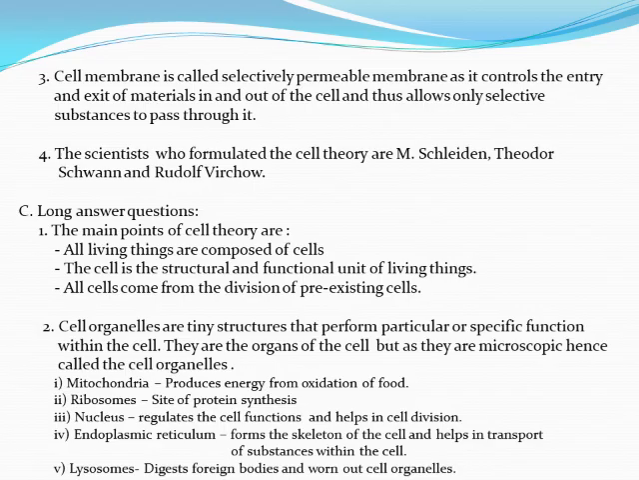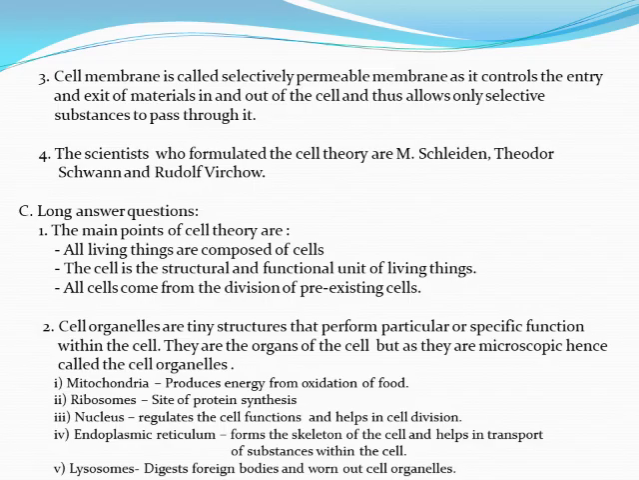Now, the next question. Name the scientists who formulated the cell theory. The scientists who formulated the cell theory are M. Schleiden, Theodor Schwann, and Rudolf Virchow. Now you might be thinking, the first names of the last two scientists are given, but in the book why not M.? What is the full form of M. Schleiden? It is Matthias Schleiden. So the scientists who formulated the cell theory are Matthias Schleiden, Theodor Schwann, and Rudolf Virchow.